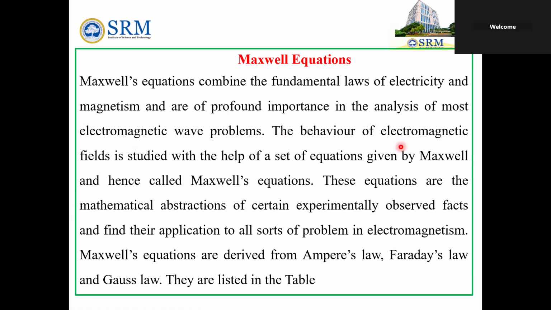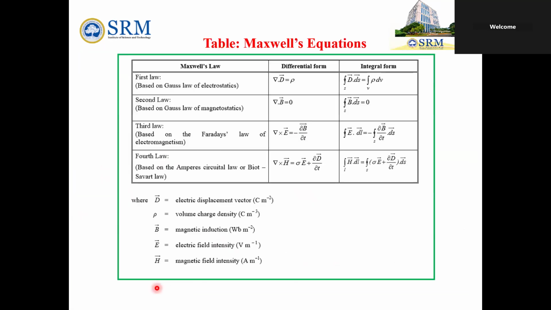The behavior of the electromagnetic field is studied with the help of a set of equations given by Maxwell, and hence called Maxwell's equations. Maxwell's equations are the mathematical abstraction of certain experimentally observed facts and their applications to all sorts of problems in electromagnetism. They are derived from Ampere's law, Faraday's law, Gauss law, and Biot-Savart law. Now we will prove Maxwell's first equation.